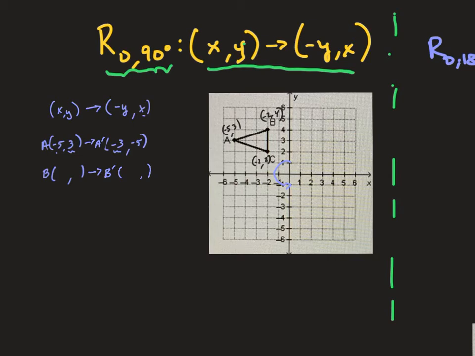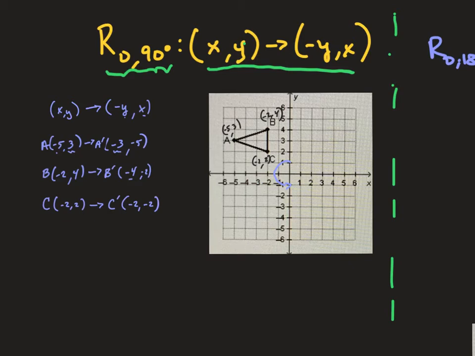So the old B value is going to be -2, 4, and then my new mapping to B prime, again, my x value is going to be the -y, and that is going to be -4, and then my new y value is going to be my old x value, so I have -2. And then C, which was -2, 2, is going to map to C prime, which is going to be -2, -2.